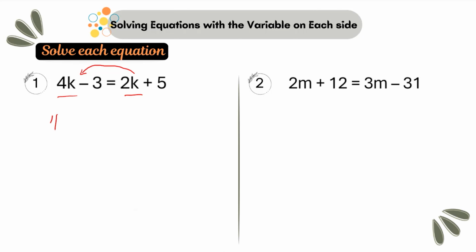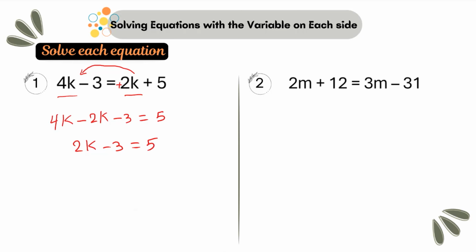Okay, look here. This 4k, you write it the same. This 2k, when you transfer it or move it from the right side to the left side, you should change the sign. The sign of 2 here is positive 2. Then when we put it on the other side, we make it negative 2k. What about negative 3? Let it stay the same. And this 5 on the right side will be the same. Now, 4k minus 2k will be 2k minus 3 equals 5.